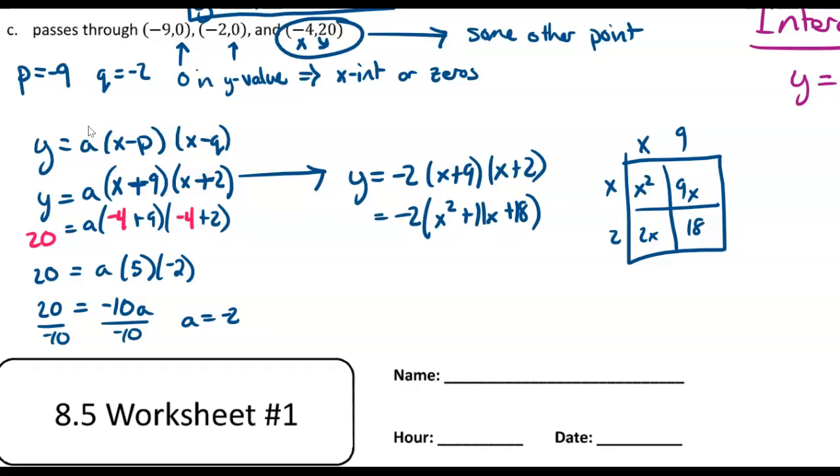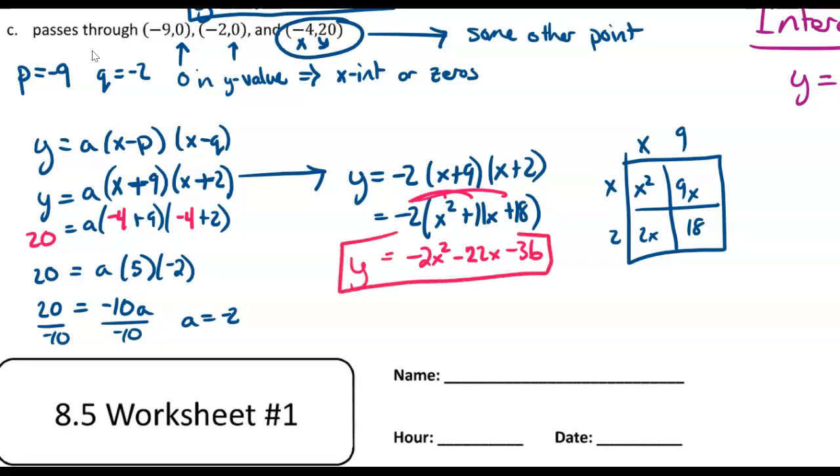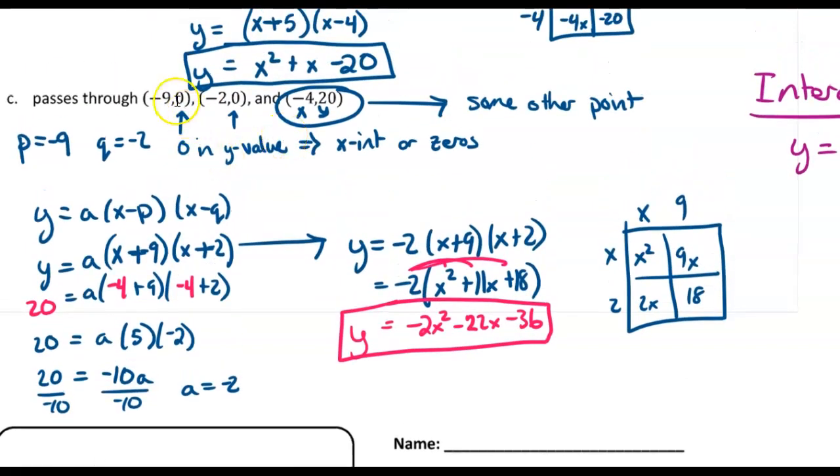All right, then distribute your -2. So you get -2x squared, -22x, -36. And if you graph this on Desmos or a graphing calculator or something, it would have x-intercepts at -9 and -2, and it would go through the point (-4, 20). And do you notice it's in standard form, ax squared plus bx plus c. And that's about as hard as it gets.